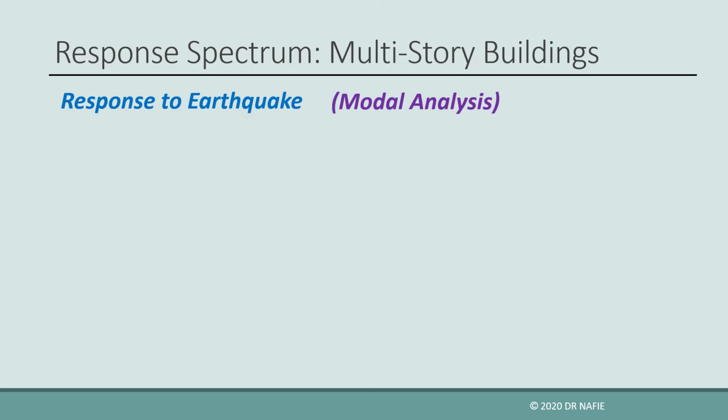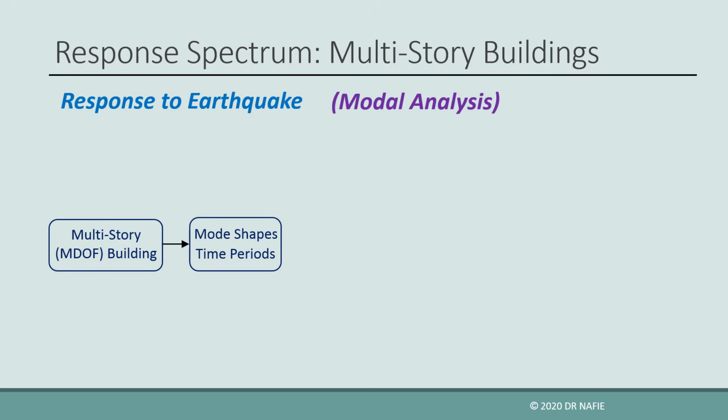Modal analysis needs a separate lecture to explain it in details, but for the purpose of this lecture, we will just summarize it in the following steps. The first step in the modal analysis is to analyze the multi-degrees of freedom building to obtain its basic mode shapes and natural time period for each shape. Typically, we can obtain a mode shape for every degree of freedom.